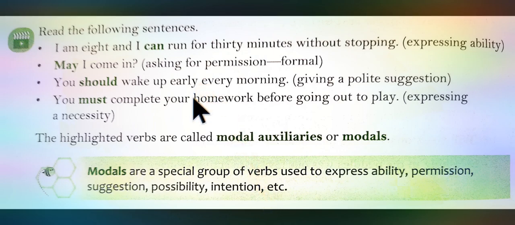Let's revise again. Here, can is expressing an ability to do something. May is here showing or asking for a permission and specifying which type of permission, a formal permission. Third, here word should is giving a polite suggestion, and last is must, that is expressing a necessity to do something.